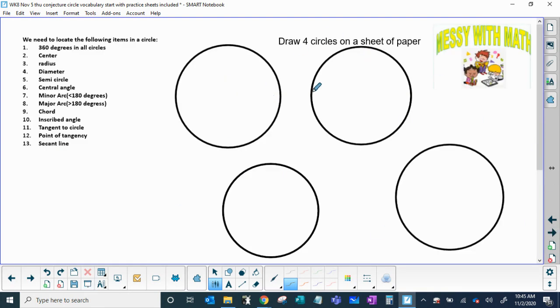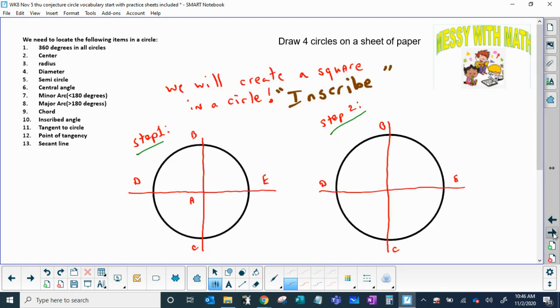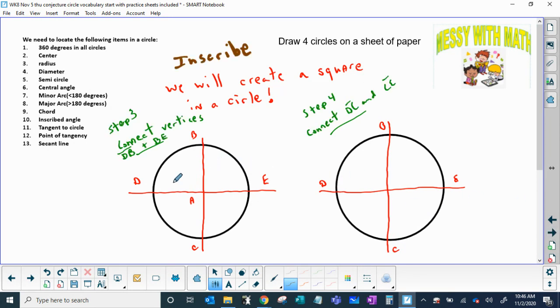Again, draw 4 circles on your paper. Once you have those 4 circles, we want to go through some details. Item 1: I want to create a square inside a circle. Step 1, draw a circle, draw the bullseye. Step 2, I want to connect all the vertices, D, B, E, and C. So we're going to connect, connect, connect, connect. When you're done with that, we're going to have something that looks like this.